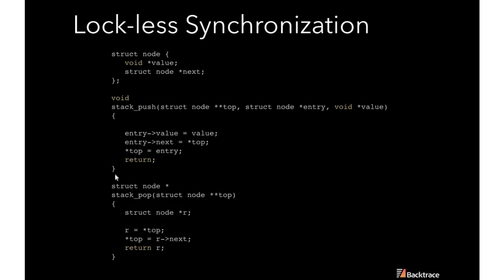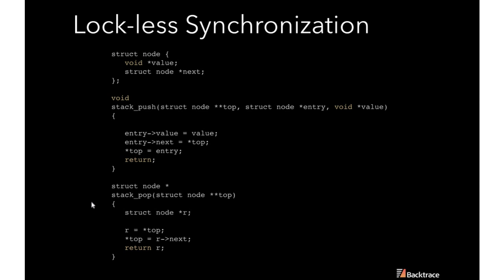One of the simplest examples here is a stack. Here's a traditional stack in C. You have a node which contains a value and a pointer to the next node. Push takes a node and a value, and the top of the stack. It will set the value and then set the next pointer of the supplied node to the top of the stack, and then set the top of the stack to the node. Pop will read the top of the stack, and then set the top of the stack to the next node relative to the top of the stack at the time stack pop was called.